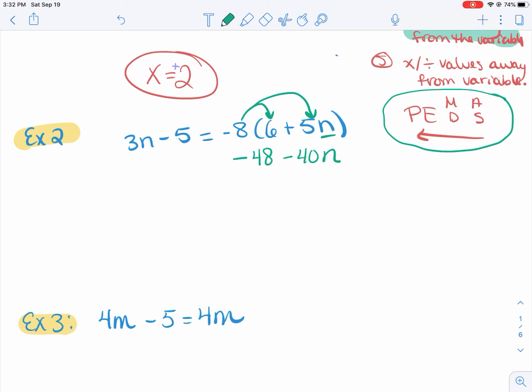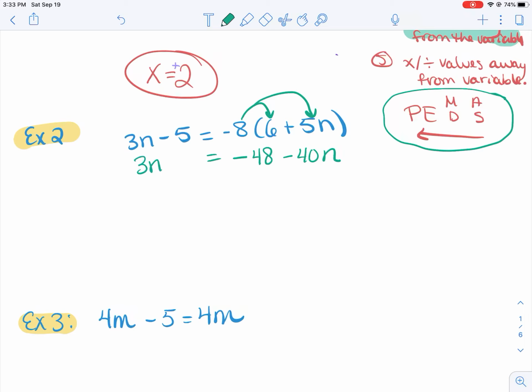Whenever you multiply, your terms don't have to be like to multiply them. You can multiply anything you want together, okay? So we get negative 48 minus 40n on the left, or sorry, on the right. And on the left, there's nothing to distribute, so I'm going to bring down 3n minus 5, okay?